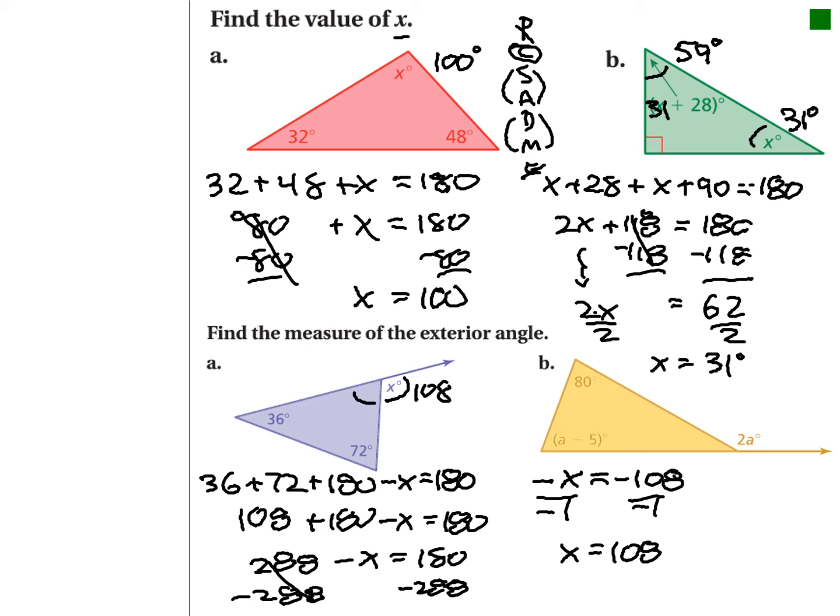All right, in this problem, we're going to take this problem right up over here, and we're going to add these angles on the interior. So we have 80 degrees, we have a minus 5, and we have 2a on the outside, which means on the inside here, we have 180 minus 2a. And all of these together have to equal 180.